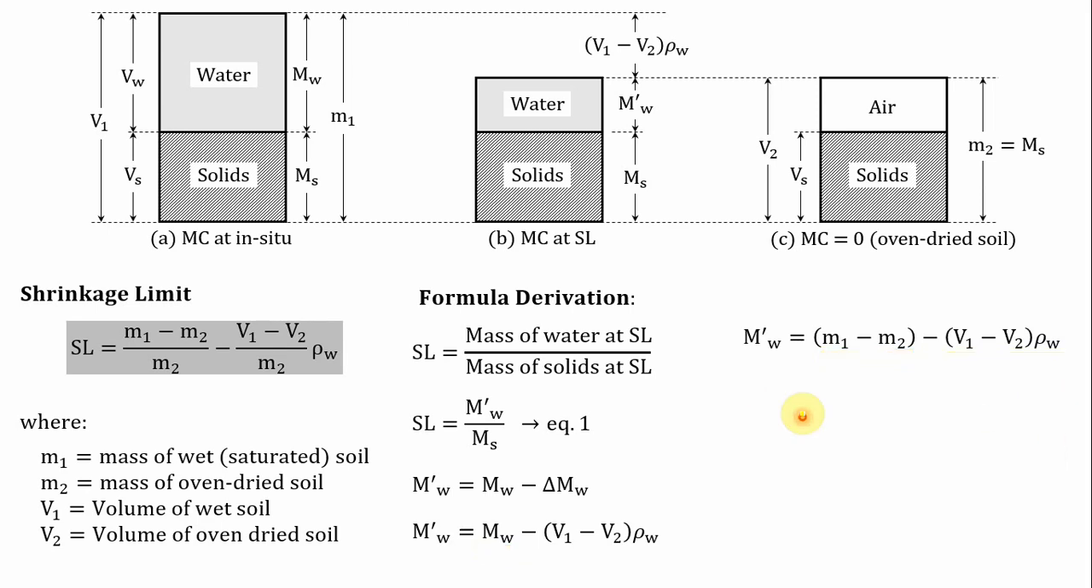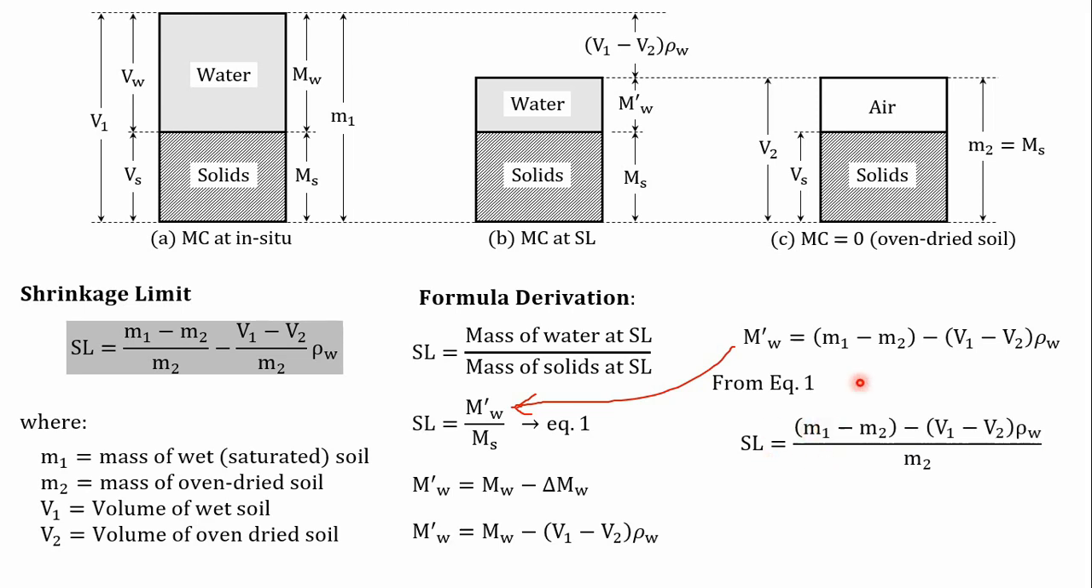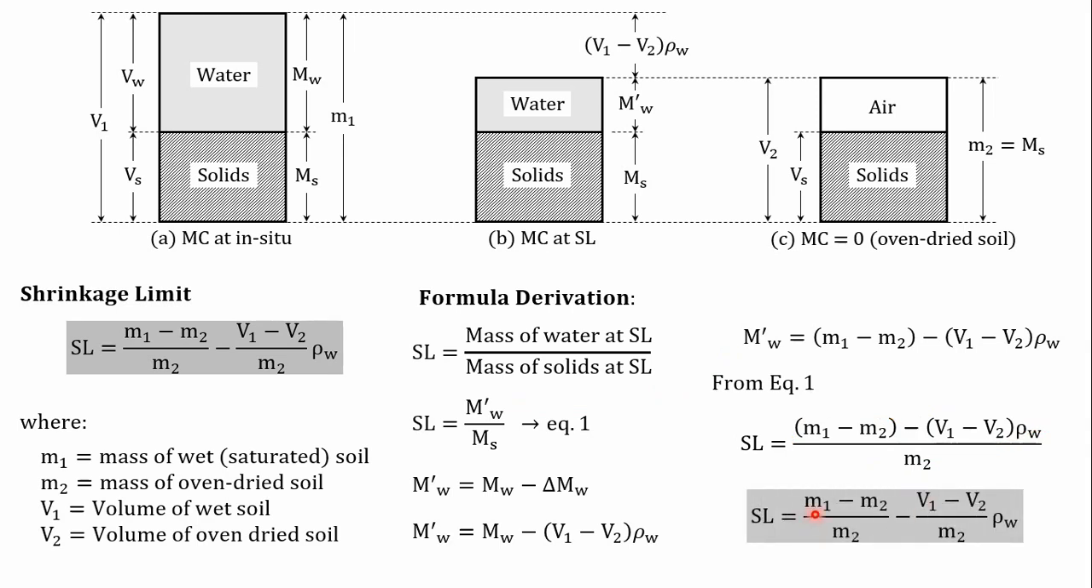Gets nyo, class? So ang gawin natin, class, substitute natin dito. Itong equation, substitute natin siya sa equation 1. So, from equation 1, we have shrinkage limit, M1 minus M2 minus V1 minus V2 times the density of water divided by M2. And then, in this equation, class, separable yan. It can be separated. So therefore, class, our equation will be SL is equal to M1 minus M2 divided by M2 minus V1 minus V2 divided by M2 times the density of water. That's the first formula na gagamitin natin, class. So yun na yung derivation niya.